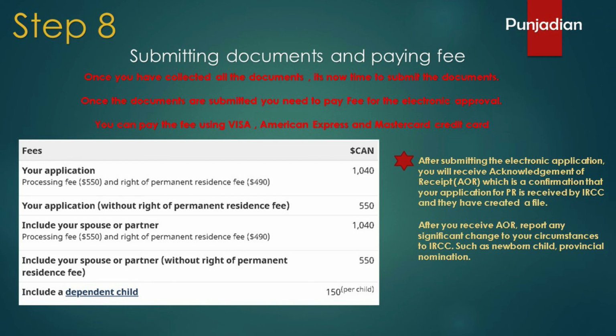Important point to note here is, after you have submitted your documents and paid the fees, you will receive acknowledgement of receipt, which is a confirmation that your application for PR is received by IRCC and they have created a file for you. Also, after you receive AOR, report any significant change to your circumstances to IRCC, such as a newborn child or any provincial nominations.